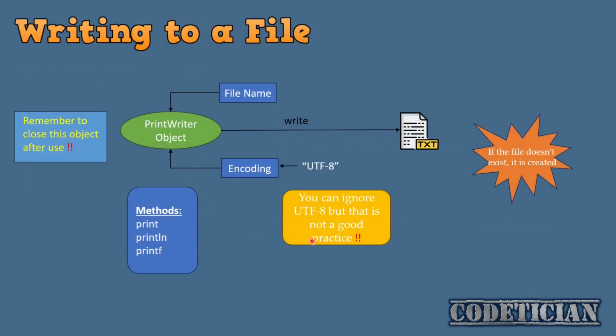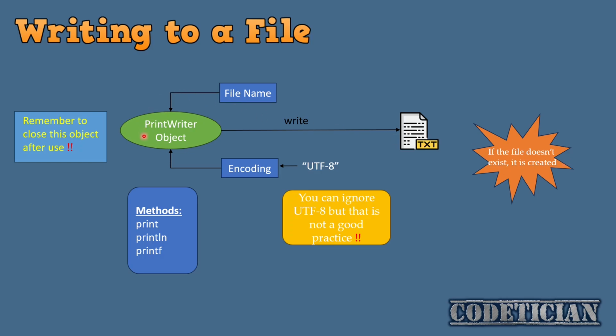Now, how can you write to a file? For writing to a file, you have to create a PrintWriter object, and that will again accept two arguments. One is the file name to which you want to write some data, and the second optional parameter, again, is encoding. Once you have created this PrintWriter object by giving a file name, if the file does not exist, then this will not give you an IO exception. A new file will be created. And if the file exists, then the data will be appended in that file.